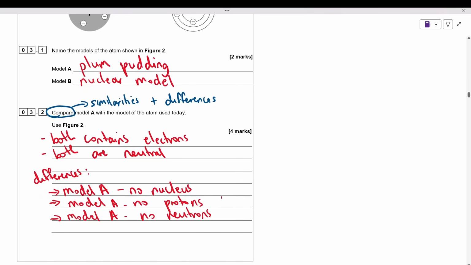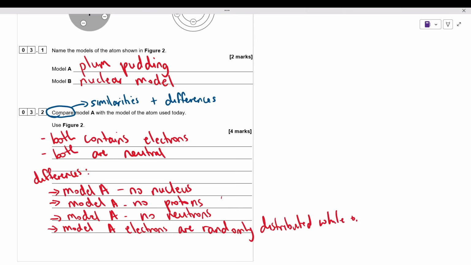Some other key information is the fact that for model A, the electrons are randomly distributed, while they are on shells for the modern model. So that's a key difference.